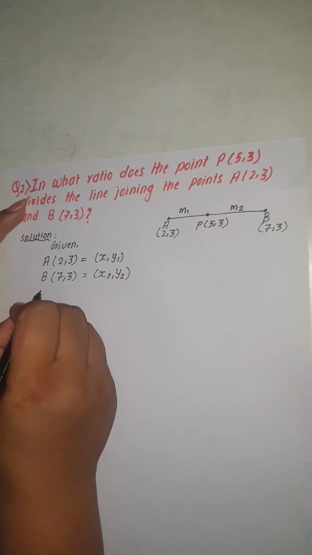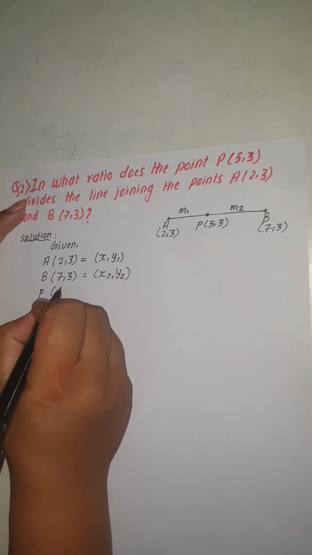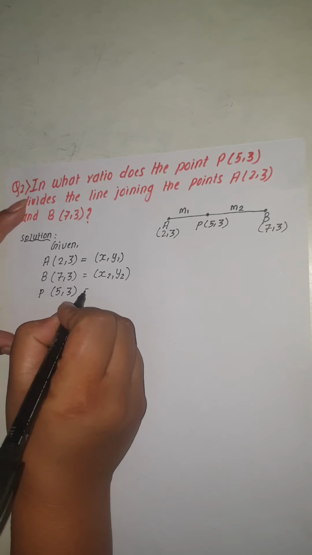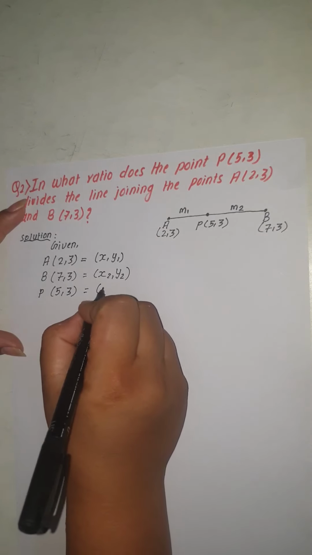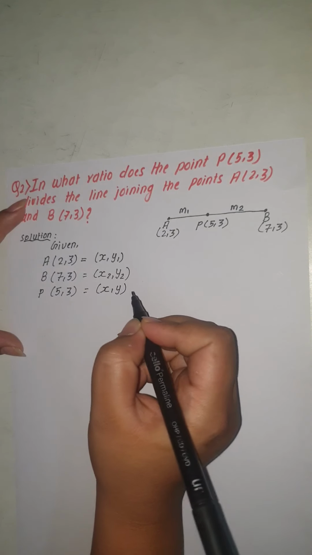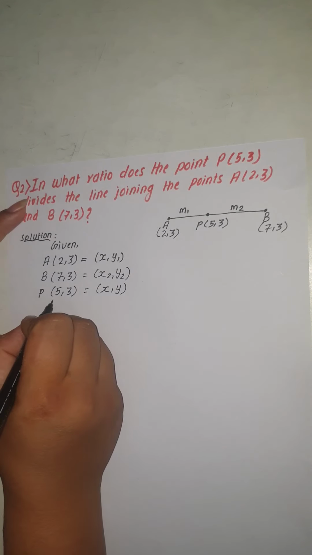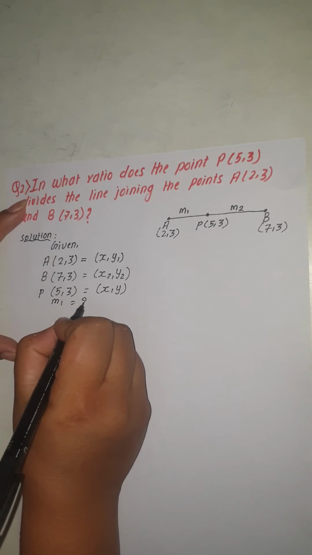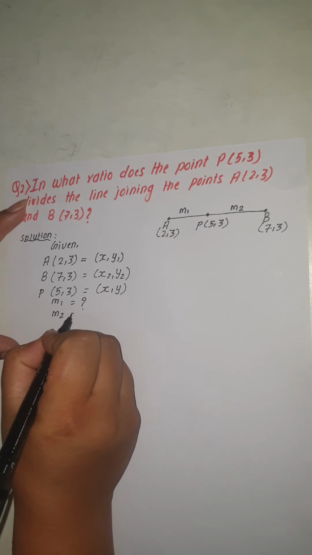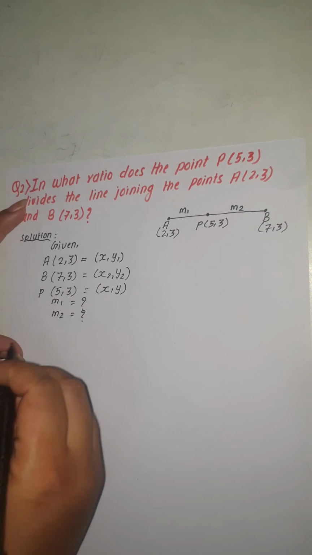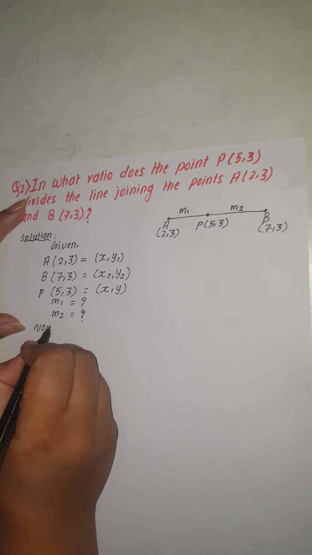What else information is given? Here is given P(5, 3). This is the point, so we will give it the name x, y. What is missing is our m1 and our m2. So we need to find this one.